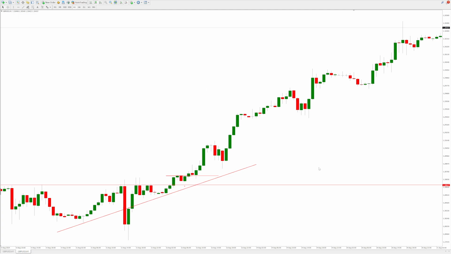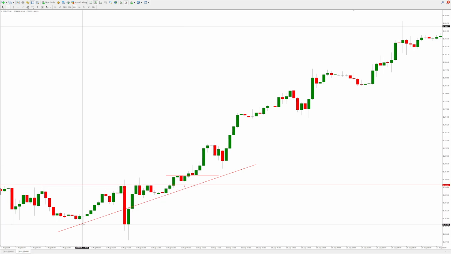Okay, so stop loss. The textbook stop loss for this pattern is on the low of the initial candle. So we would say around here somewhere, which is around 10 pips, which is a really tight stop loss for the 1 hour chart time frames.